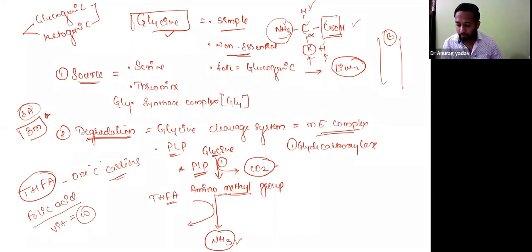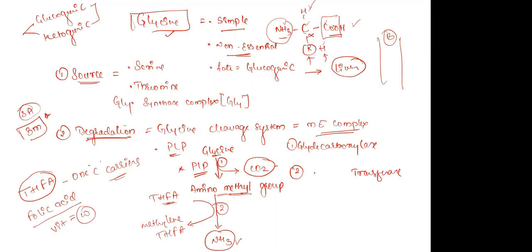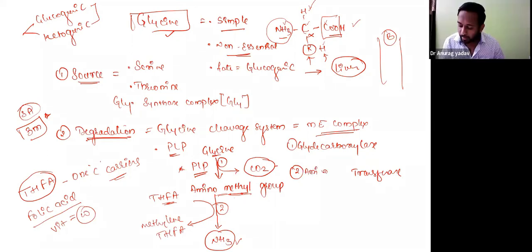Next, second enzyme. What is the second enzyme? What we are doing? We are removing the ammonia. We are transferring the methyl group to the THFA to form methylene THFA. We are transferring the methyl group. So what will be the enzyme? That is the transferase. What we are transferring? The methyl group. Yes. From amino methyl. So it's a amino methyl transferase enzyme. So these are the 2 important enzymes which are very much mandatory when you are writing the degradation.